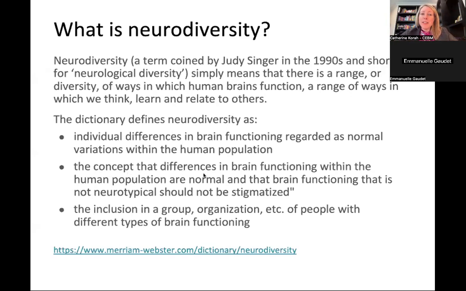The concept that differences in brain functioning within the human population are normal, and that brain functioning that is not neurotypical should not be stigmatized. And the other way of defining neurodiversity is to be able to define the word inclusion in a group, in an organization, et cetera, where people with different types of brain functioning come together. And so when we're talking about an inclusive classroom, what we mean by that is that we have a range from neurotypical to neurodiverse individuals in that space, and that we cater to their different needs.